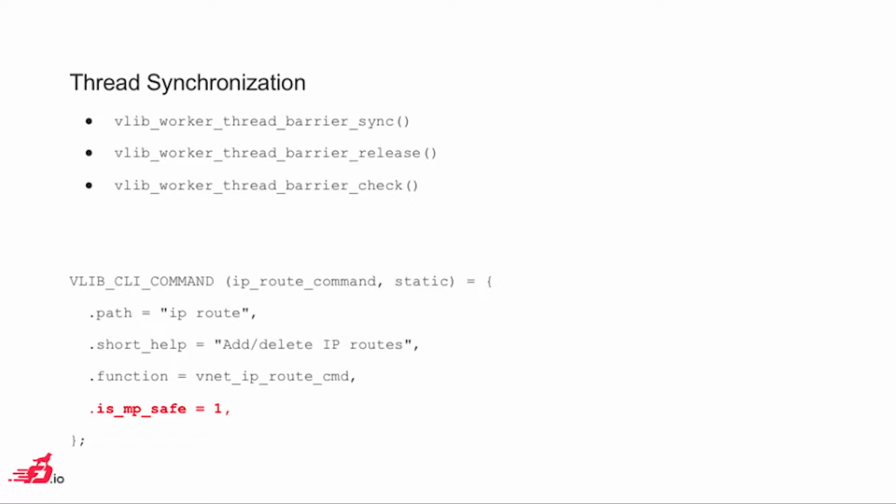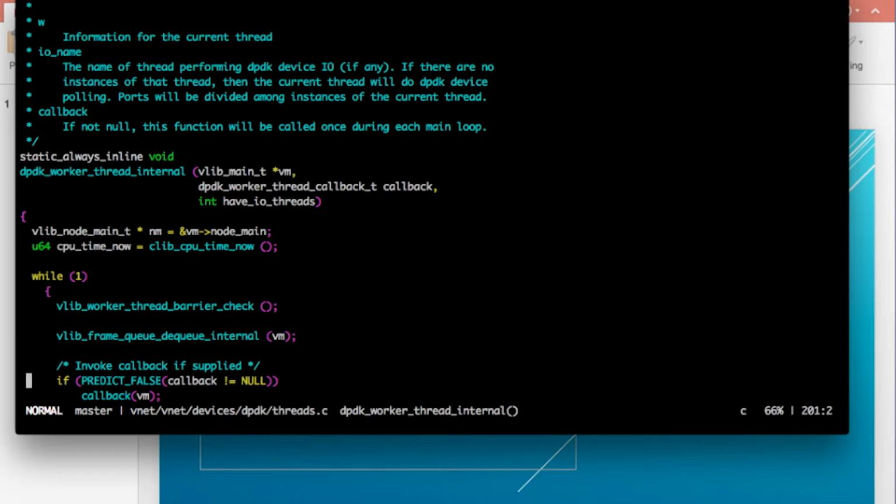So basically we are assuming that code is not thread safe by default. So if your CLI is really not touching anything and maybe just showing some data and not doing anything, you can say this is MP safe, and then CLI subsystem will not stop worker threads when you're executing the CLI. So this is basically how the threading synchronization works. It's very simple, very basic. It's basically stop all the threads, update the data structures, start them.